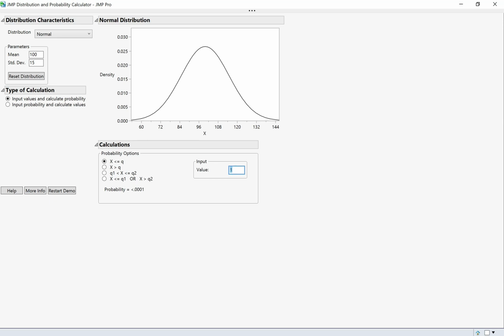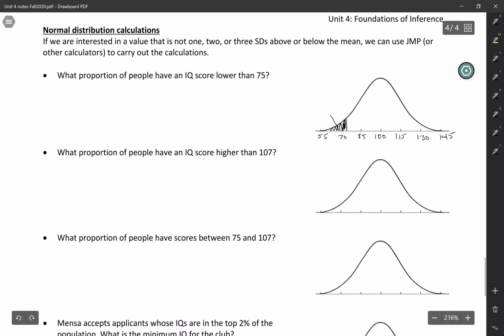So I'm going to go to my distribution calculator. I'm going to type in 75 for my input value. And I can see that this matches the picture that I drew. So this is the right probability, 0.0478. So that's the probability of having an IQ score lower than 75.